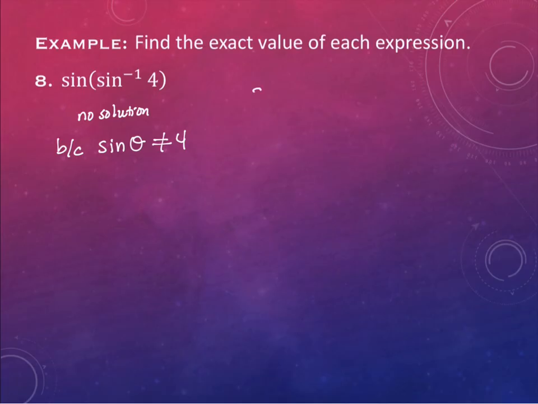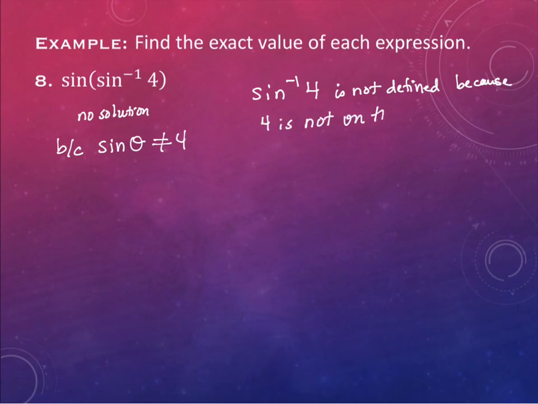Let me write down a few of those. Sine inverse of 4 is not defined because 4 is not on the interval -1 to 1. It's not there. Those actually have equals, but it doesn't matter. So this is not possible.